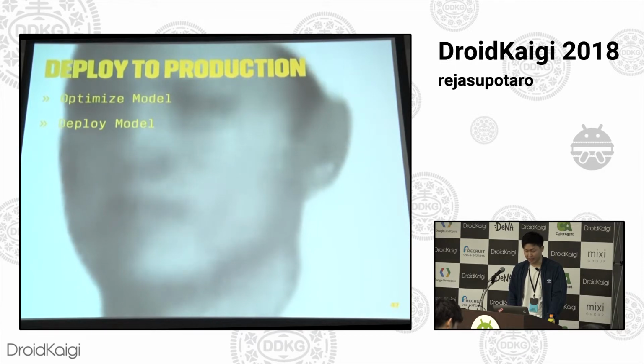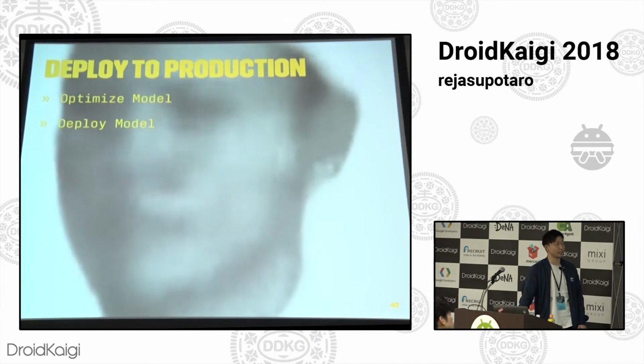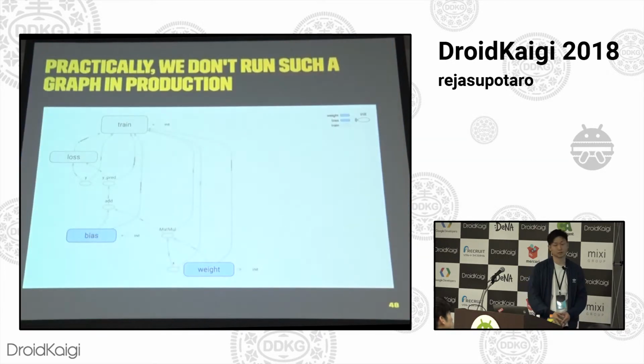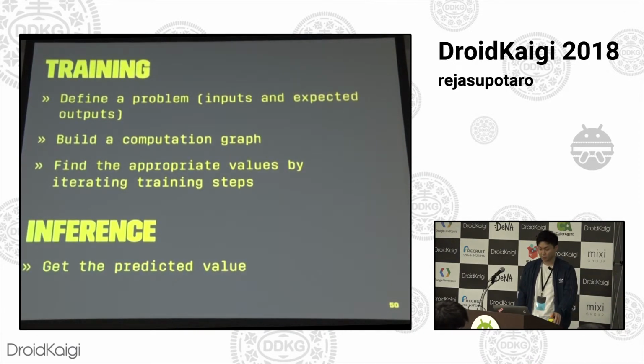So we understand how it works. Let's think about release, how to optimize and how to deploy. Practically, we don't use such a graph in production because there are unnecessary nodes here, and while inference, we don't update variables. Training is a process to find the appropriate values, but while inference, what we need is the predicted value. We use the same graph, but what we want to do is slightly different.